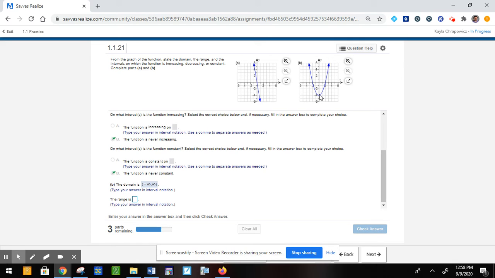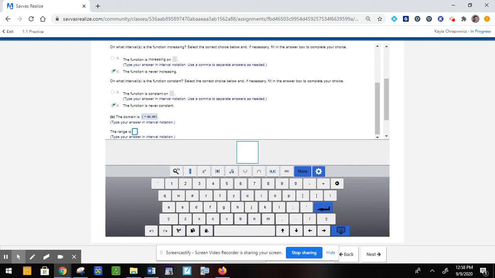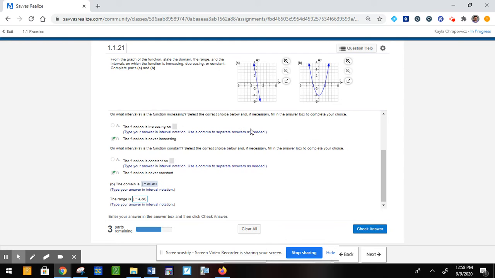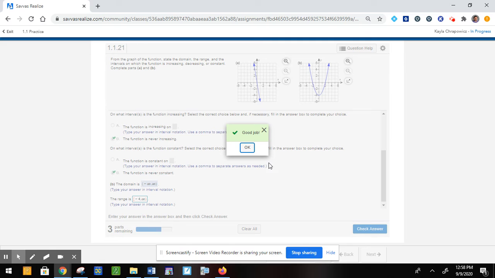Its range is, well, it starts at -4 and it opens up. So -4 is the bottom, so that'll be the left side of the interval for the range. And it goes up forever, so the right side would be infinity. It does reach -4, so I'm going to put a bracket around that instead of parentheses. So it's -4 comma infinity, and then I'm going to end with parentheses because you would never put a bracket around the infinity.